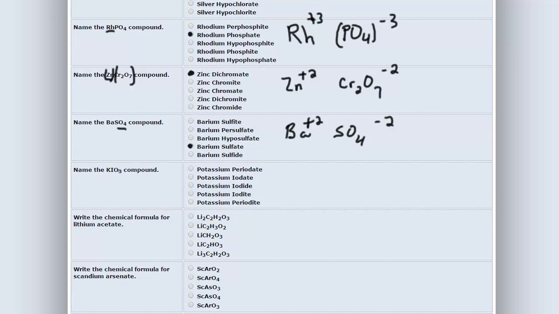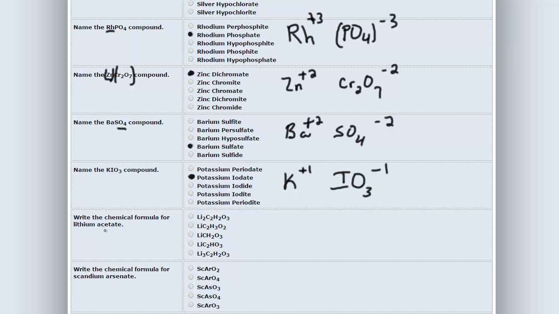Name the KIO3 compound. IO3, that is iodate, and K is potassium. Potassium iodate. Potassium is a +1, K is a +1, and iodate, IO3, well, that is a -1. +1 -1 equals 0. Potassium iodate.